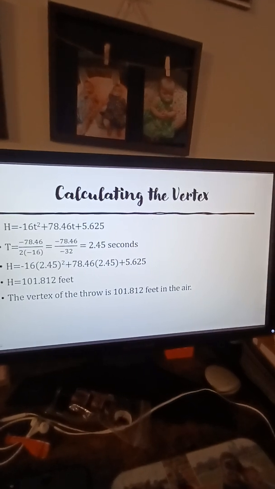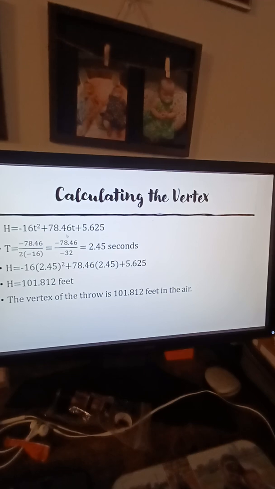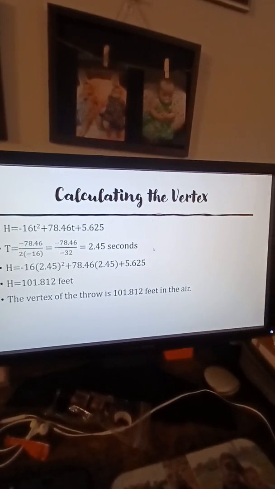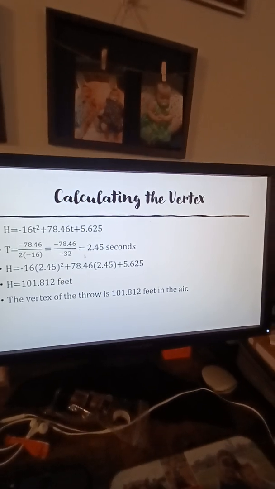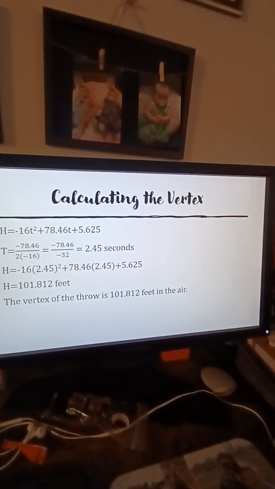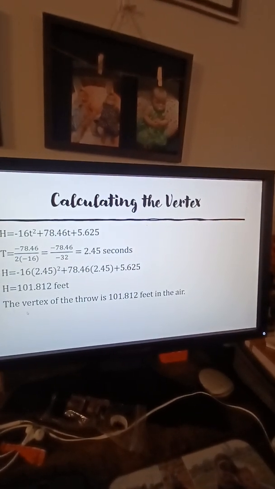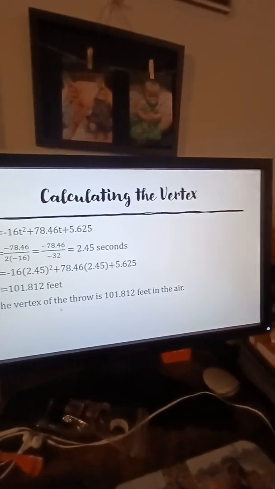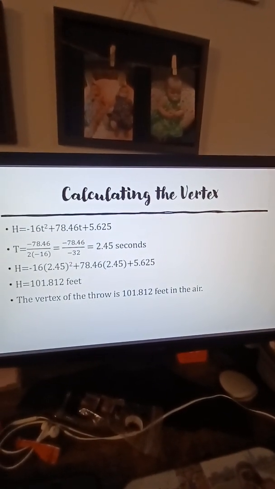After I had the velocity, I was able to enter that into the vertex equation to solve for the time. And then using that time, I was able to input it into the equation to get the vertex. The vertex of the throw, which is the highest point of the throw, was 101.812 feet in the air.